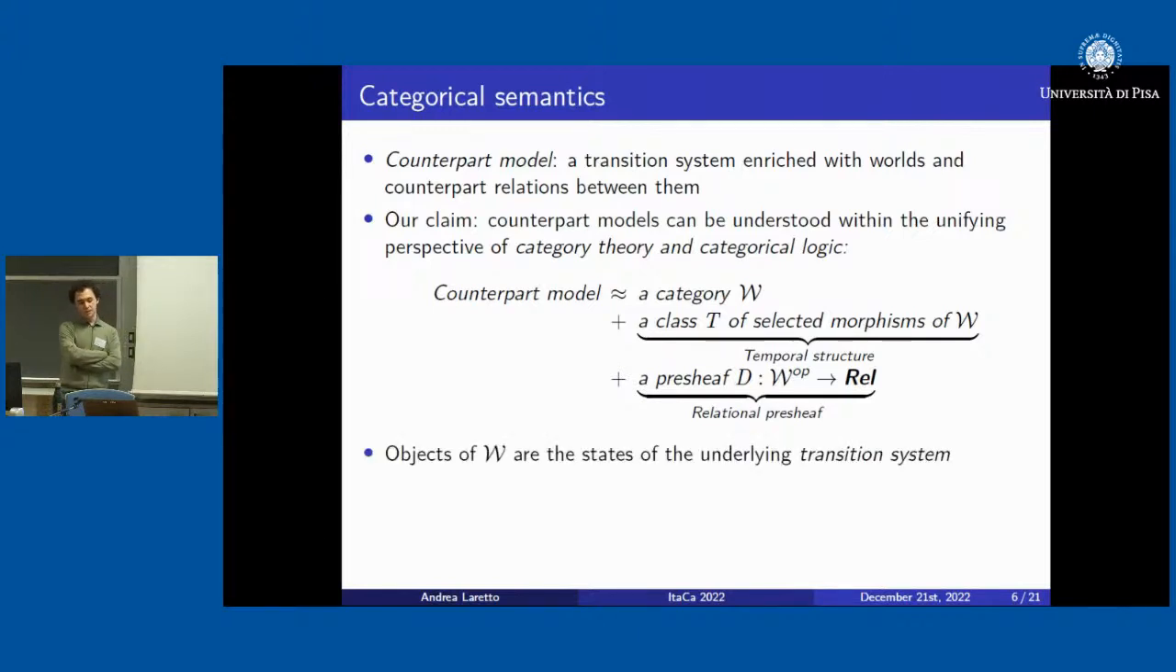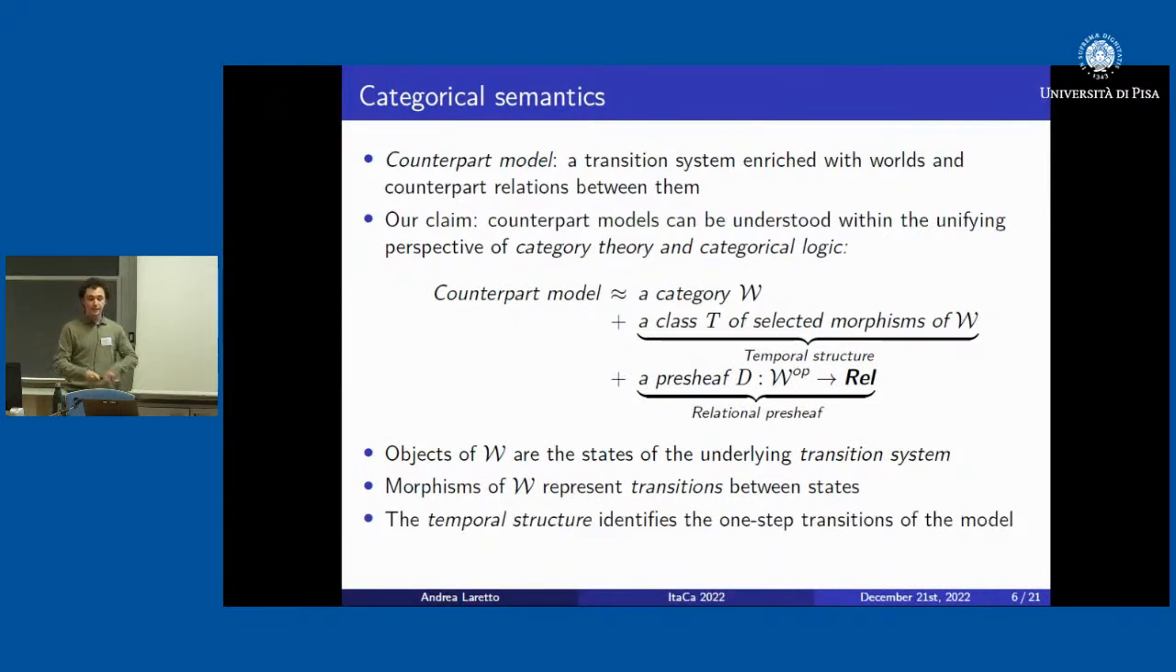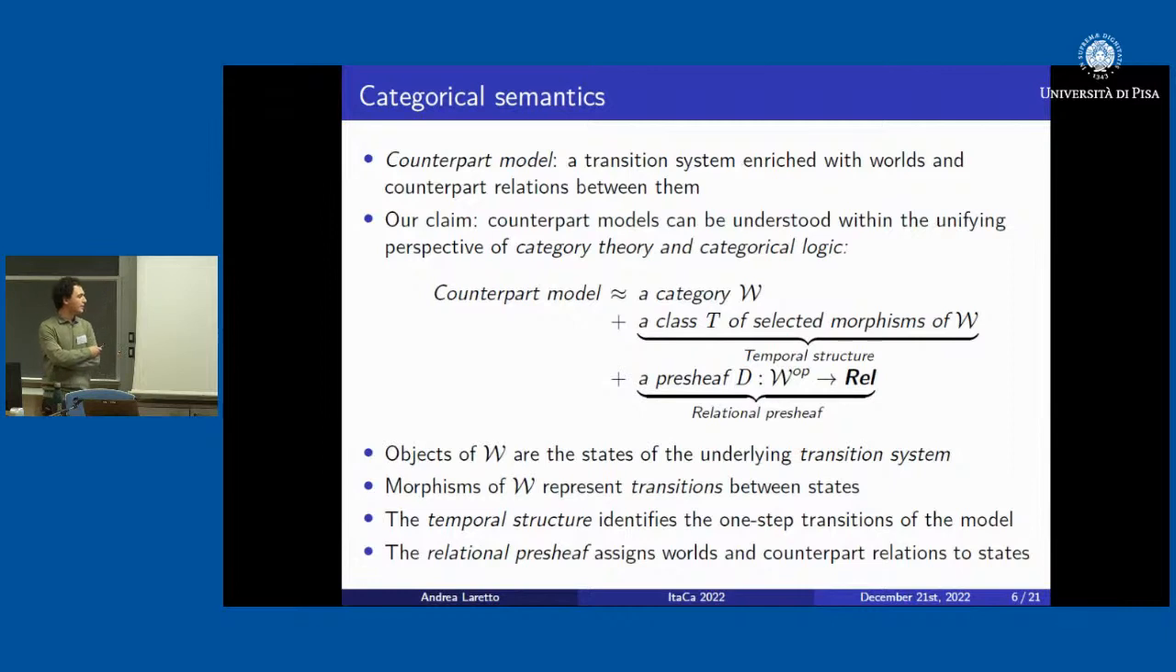Well, as you might imagine, the objects of the category are identified with the states of the underlying transition system. And so the objects of W are essentially points in time, right? And the morphisms of W represent the transitions between states, right? So it's like a temporal evolution for a given world. So you go from one instant of time to the other, even by possibly different morphisms, because the state might evolve in different ways. And the temporal structure is used to identify the one-step transitions of the model. And the relational presheaf in the counterpart setting assigns worlds and counterpart relations to states, right, in the intuitive way.